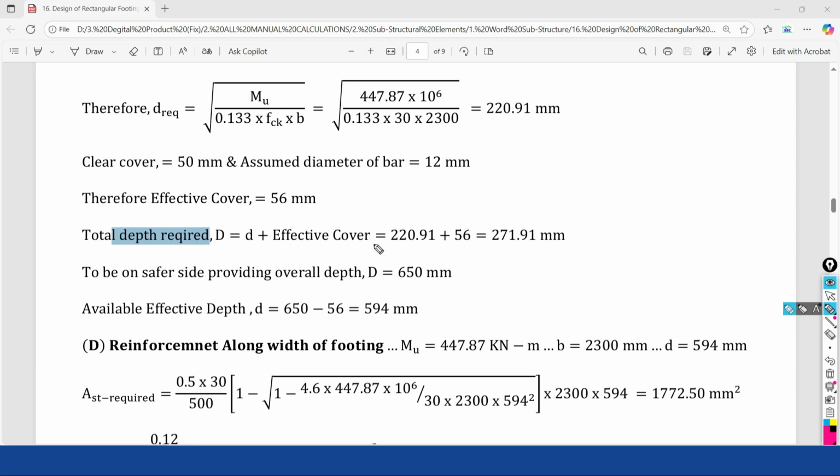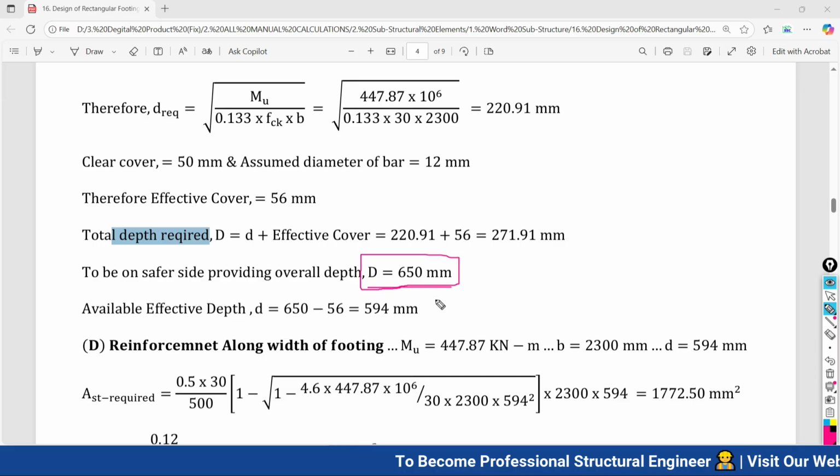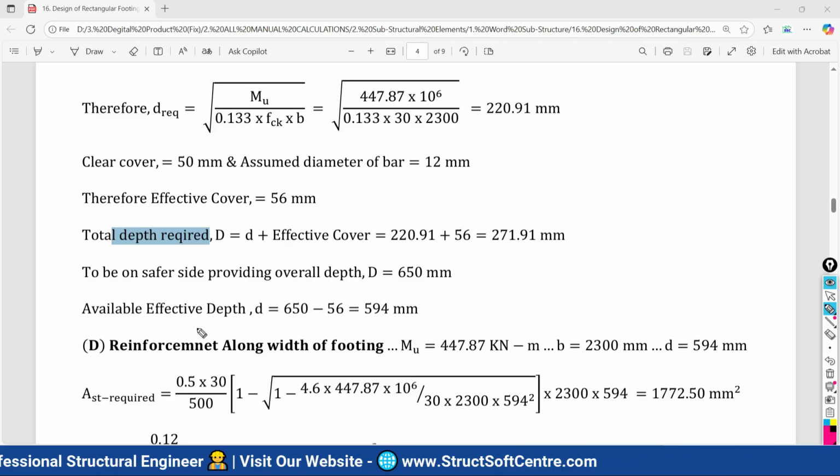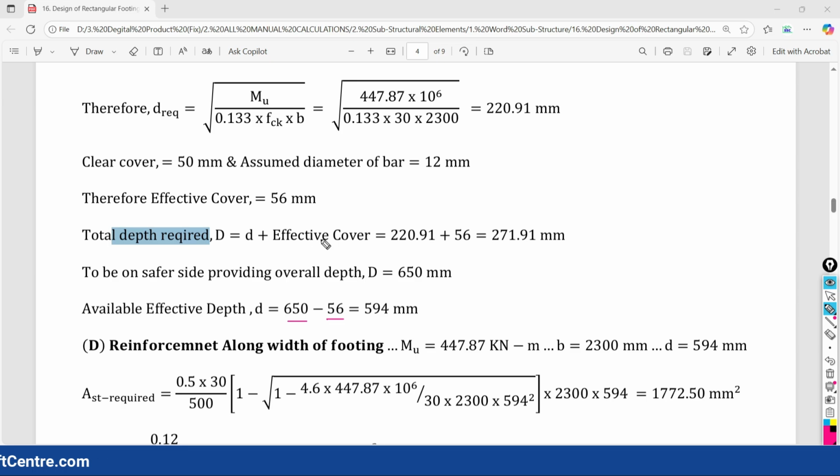That's why in advance, for the sake of safety, we are going to take overall depth as 650. Later on, if it is failing, we will increase it. If it is coming out to be over safe, we will reduce it. So you can call it a trial overall depth. So overall depth is 650 mm. Now finally we have to calculate the available effective depth. Effective depth available will equal overall depth 650 minus effective cover 56. So 650 minus 56, we get the effective depth as 594 mm.